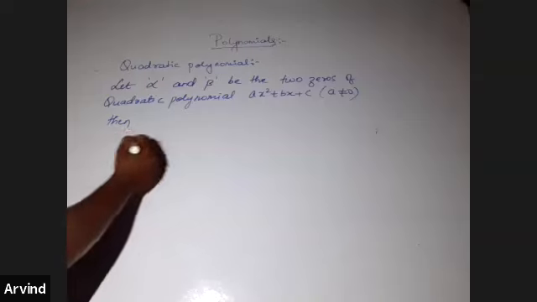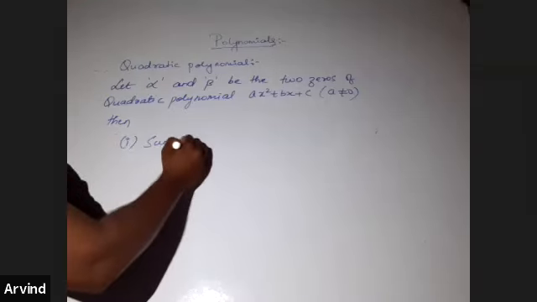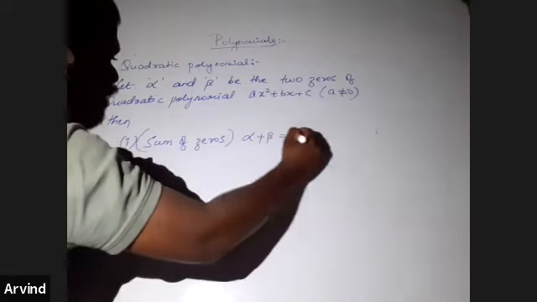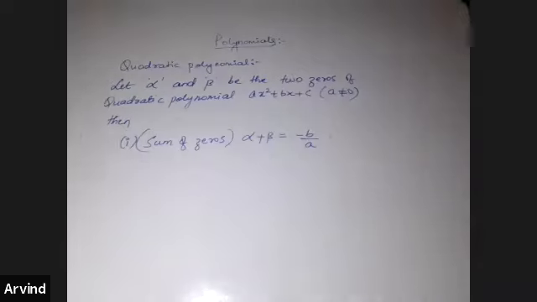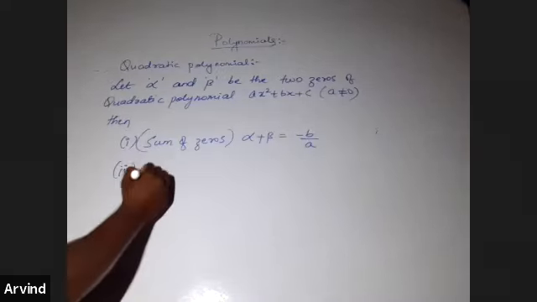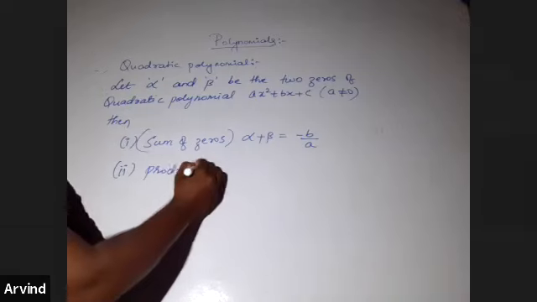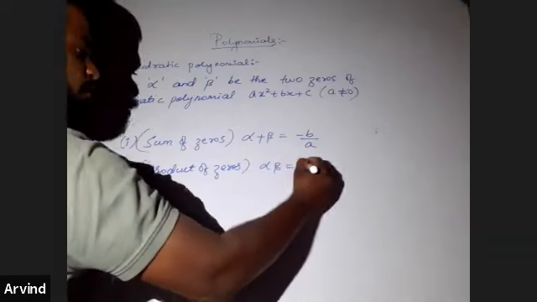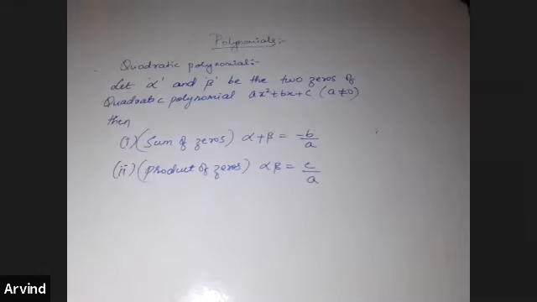Then, first point, sum of zeros: alpha plus beta will be equal to negative b by a. Product of zeros: alpha into beta will be equal to c by a. Take down this. Let alpha and beta be the two zeros of the quadratic polynomial. Sum of zeros, if you add alpha and beta it equals minus b by a; if you multiply, it equals c by a.